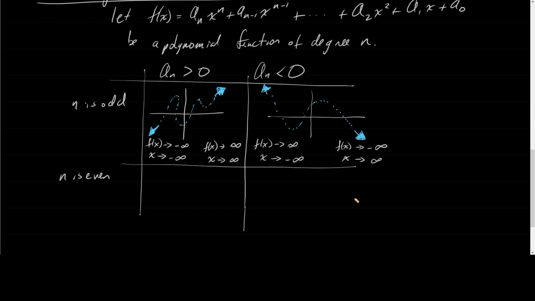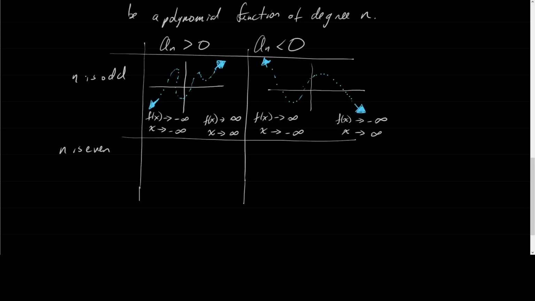There we go. And so as x goes further and further out to the right, the function goes further and further down. All right. Now, next scenario here. When n is even, we have another scenario here.